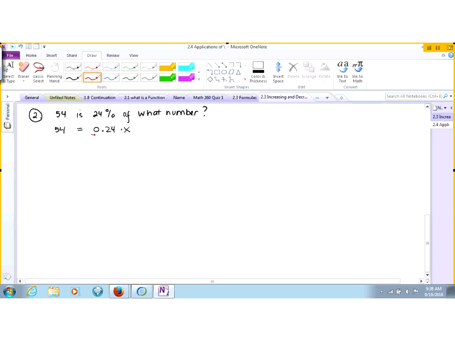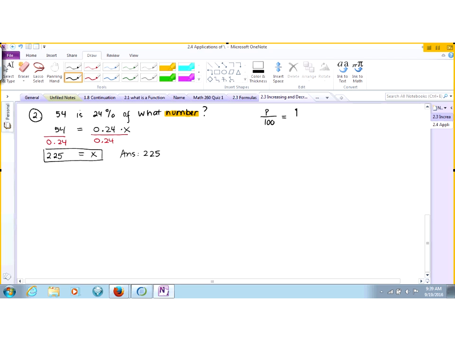Okay, good. And then how do I solve for x? Divide both sides by 0.24. So what is x equal to? Let's see, 54 divided by 0.24. 225. Do I have to change this to percent? No, because the question is asking what number, not what percent. So the number is 225. This is your answer.